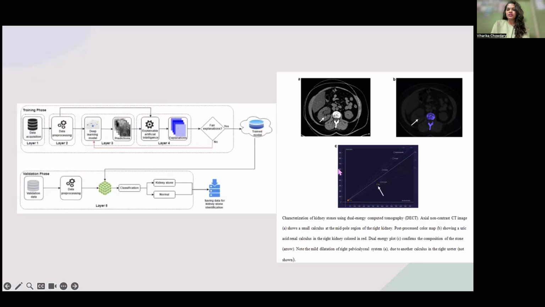Over here, you can see this is the DECT axial non-contrast CT image. It is showing multiple tiny calculi in the mid-pole of the right kidney, and the post-processed color map over here is showing uric acid renal calculus in red, if you can see here.